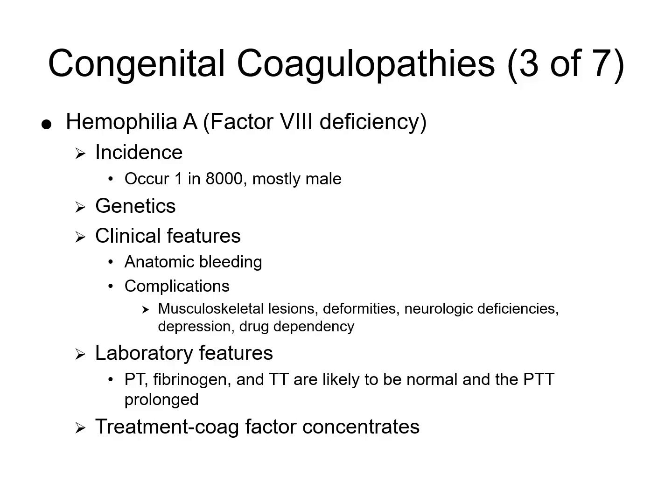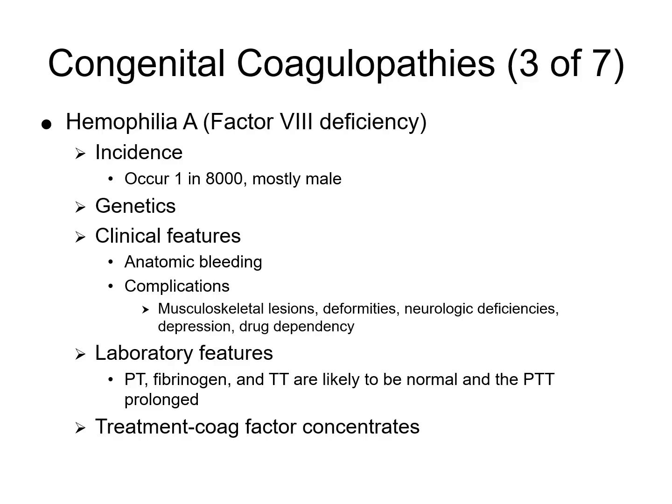Hemophilia A, or factor VIII deficiency. So this is a hereditary bleeding disorder that is caused by a deficiency or dysfunction of factor VIII, which is the protein in the intrinsic pathway of the coagulation cascade. It leads to impaired secondary hemostasis and is associated with deep bleeding or anatomic bleeding.